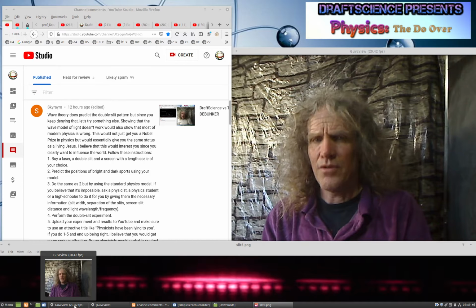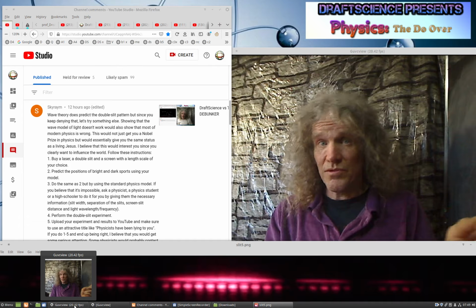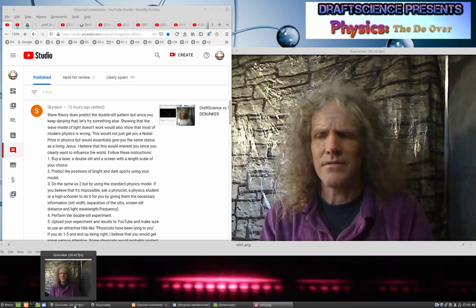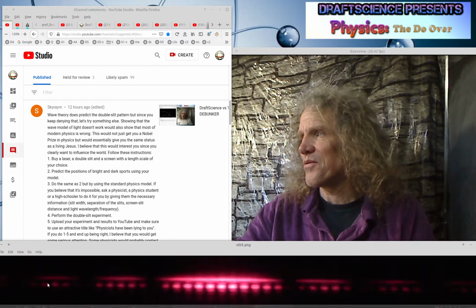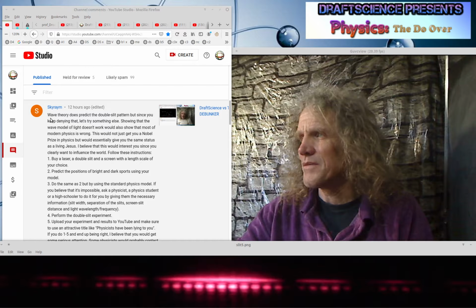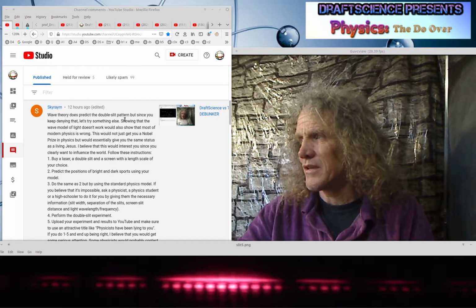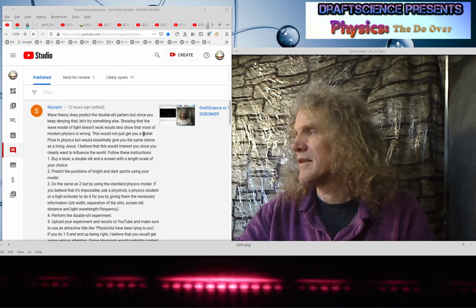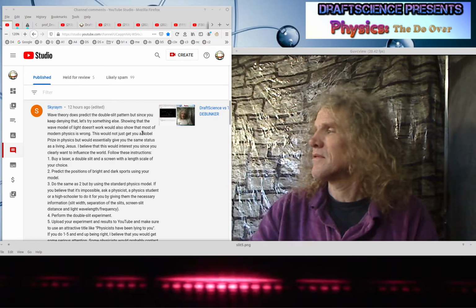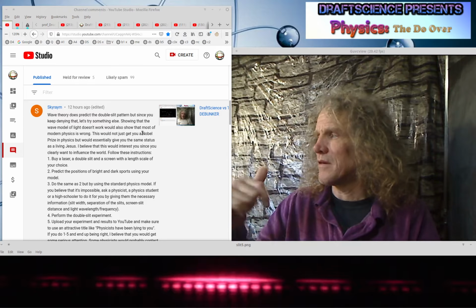And that you're the people being unreasonable. You doubters and naysayers and liars, frankly. So let's go through it. So Skyrim says, wave theory does predict the double-slit pattern. No, it doesn't. Okay, so let's understand the double-slit pattern is the one on the bottom here of those two patterns.